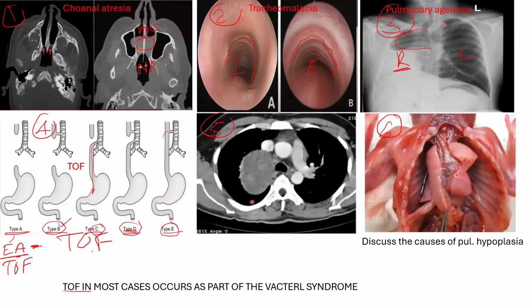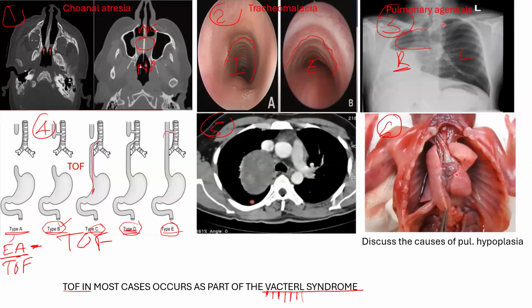TOF may occur as a standalone lesion, but in most cases, it occurs as part of what is known as the VACTERL syndrome. The VACTERL syndrome is a combination of anomalies which affect the vertebrae. So you have V, vertebral malformation; A, anorectal malformation; C, cardiac malformation; T, trachea, E, esophagus, so tracheoesophageal fistulas occur there; R, renal; L for limb anomalies, okay?